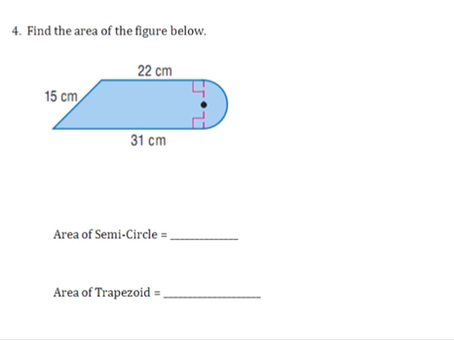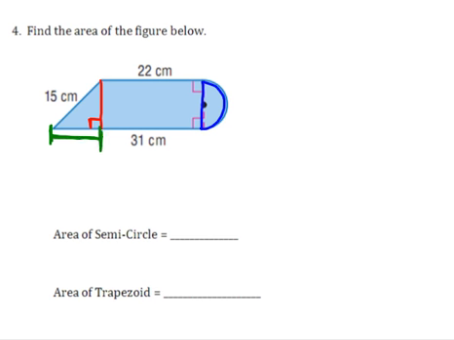Find the area of the figure below. We broke it down for you. There are two of them: an area of a semicircle and an area of a trapezoid. So this is the semicircle again. I don't see anything useful there. However, I do see that I can draw a height here. And that is useful because I can now figure out what this distance is, because I need to find the height.